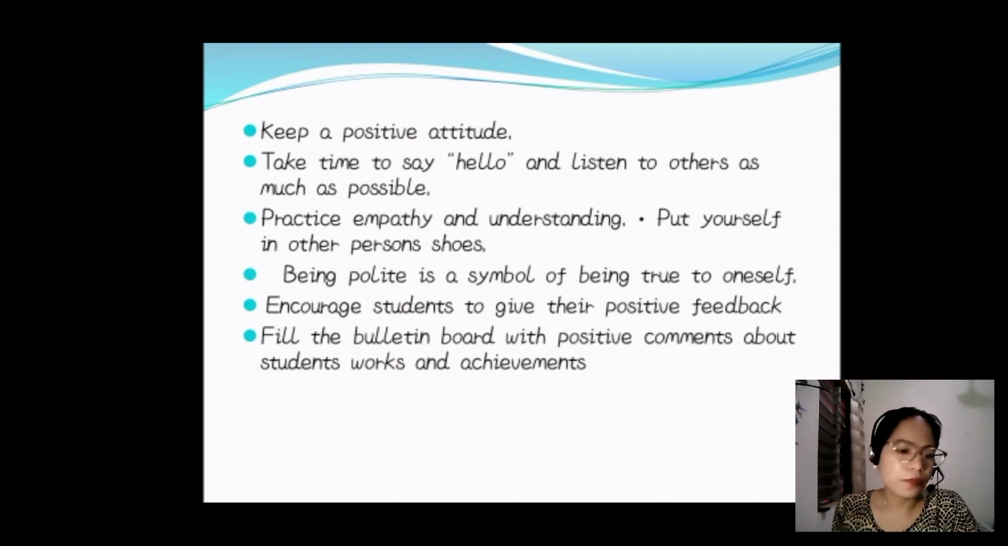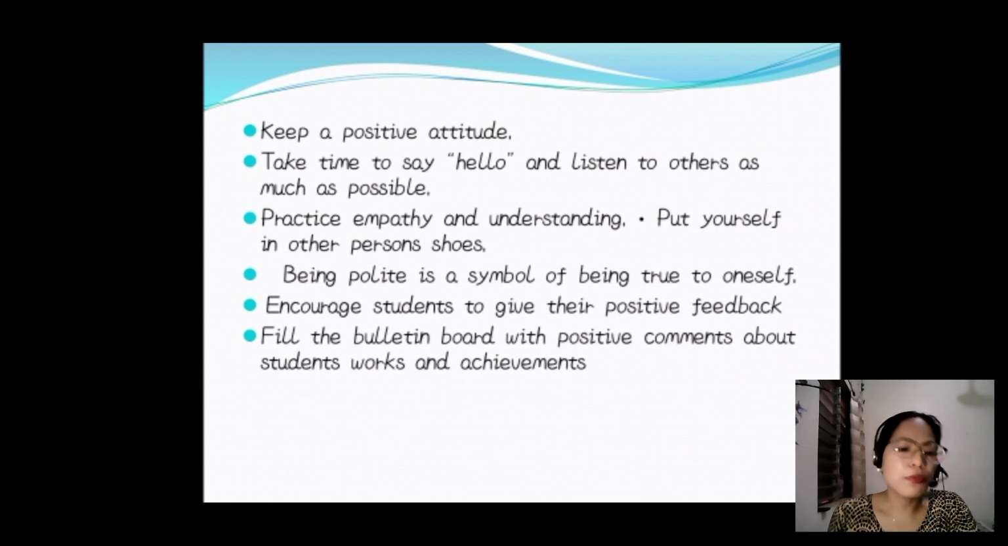Just do good. Encourage students to give their positive feedback. Yes, always encourage students to give their positive feedback on how they feel towards the topic, or how they would give their thoughts after it.